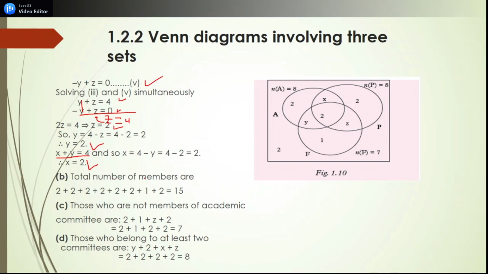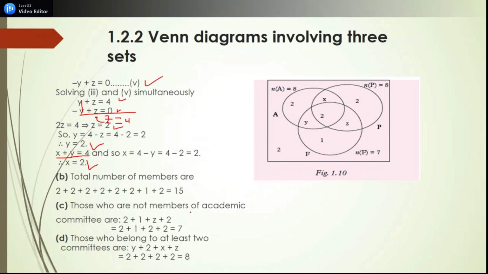Finally, the total number of members: we have to add all members here. All members, 2 plus 2 plus 2 plus 2 plus 2 plus 2 plus 2 and plus 2. How many 2s do you have? 1, 2, 3, 4, 5, 6, 7, 8. Even this one, 1, 2, 3, 4, 5, 6, 7, 8. With one this.